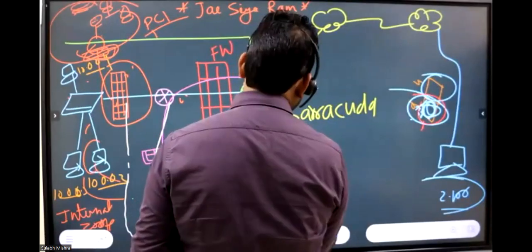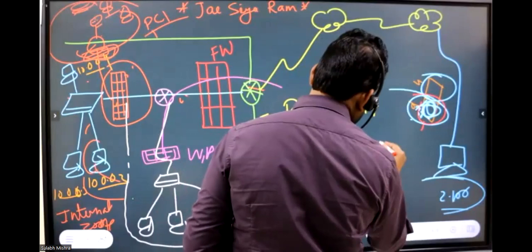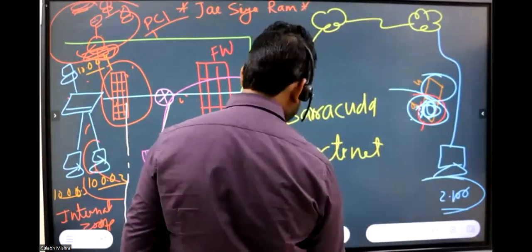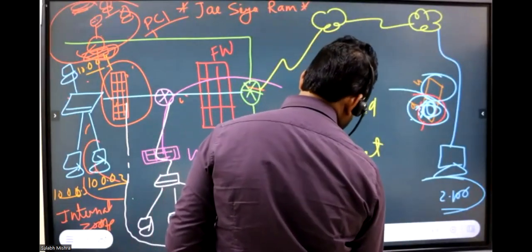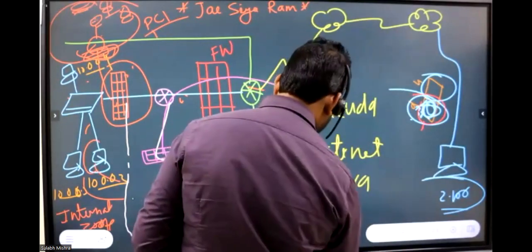Barracuda, you have famous. Fortinet, yes, Fortinet. Imperva is also famous. Imperva is very famous. EFI. WebSense.